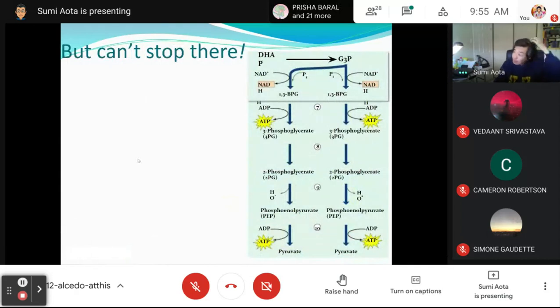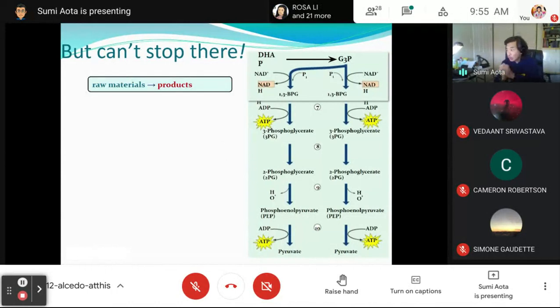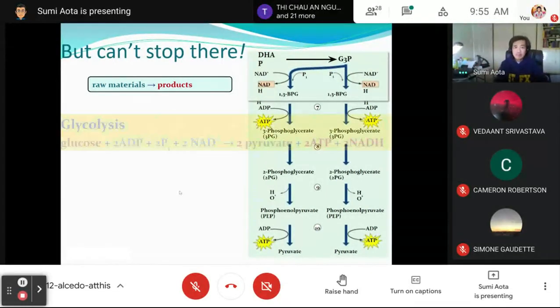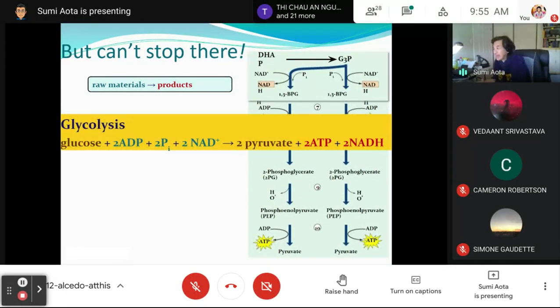Okay, now before we go on though, there's a bit of a problem that we have just looking at glycolysis, second half. We're going to go from raw materials, which is basically glucose and all of that, to final product, which is pyruvate. Here's the total equation for glycolysis: glucose plus 2 ADP plus 2 inorganic phosphates plus 2 NAD pluses gives you 2 pyruvates, 2 ATP, and 2 NADHs. What's the rate limiting step in that equation?